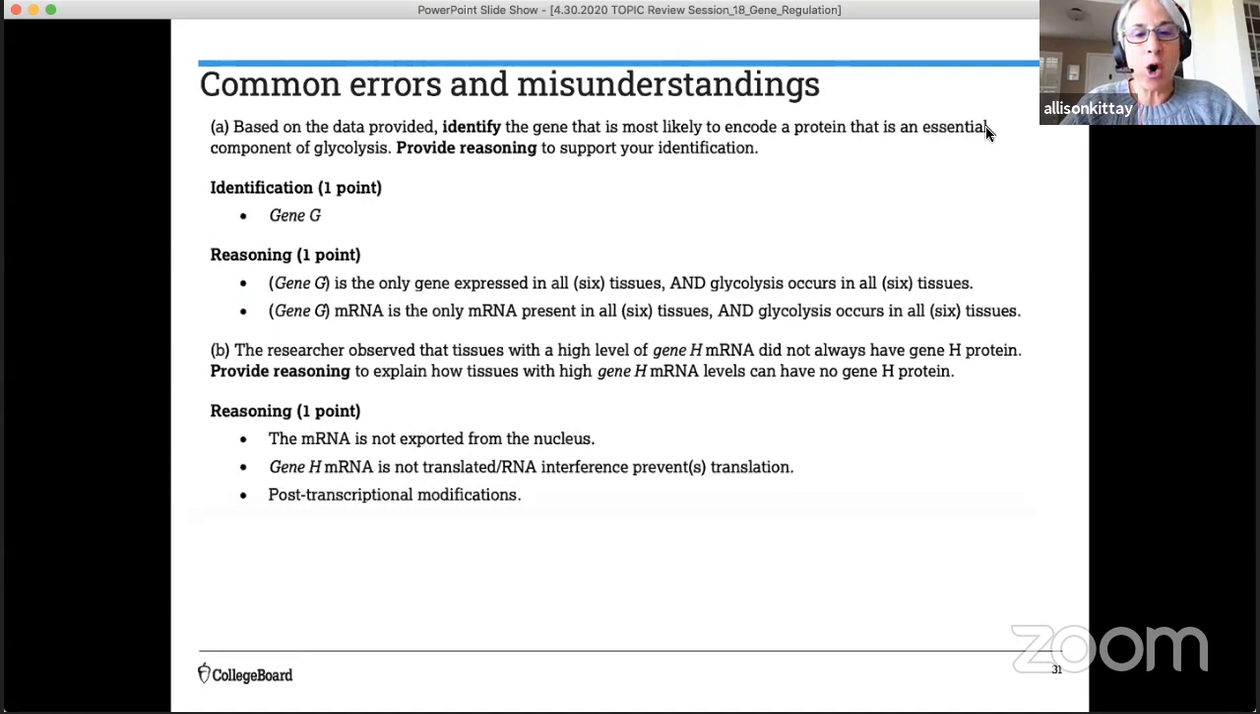Or you could have said that gene G mRNA is the only mRNA present in all 6 tissues, and glycolysis occurs in all 6 tissues. Okay, and then finally, for your third point, you needed to provide reasoning for why you have the mRNA from gene H, but you don't have the gene H protein. And any one of those bullet points would have earned you a point. The mRNA is not exported from the nucleus. The gene H mRNA is not translated, or microRNAs could have prevented translation, or there could have been other post-transcriptional modifications to the mRNA that was transcribed, preventing that protein from being produced.